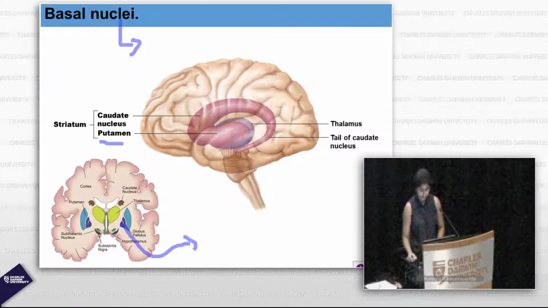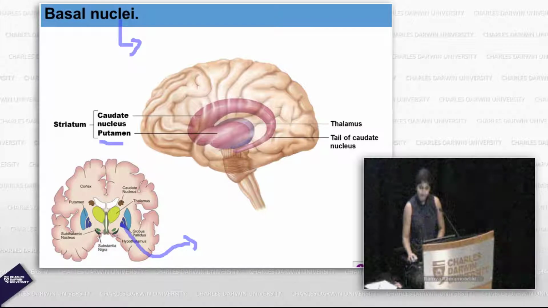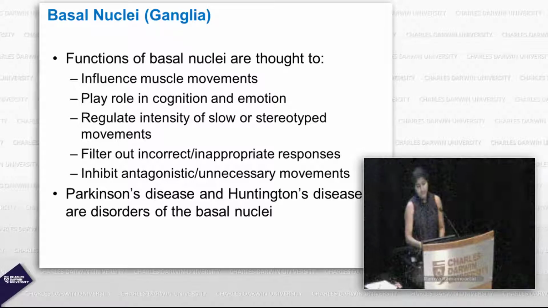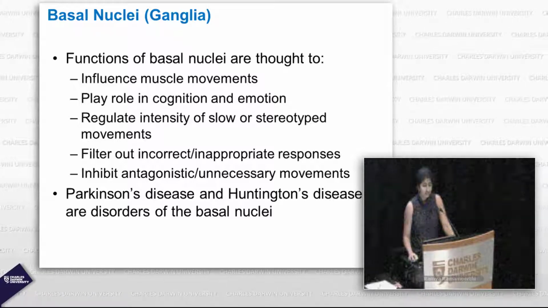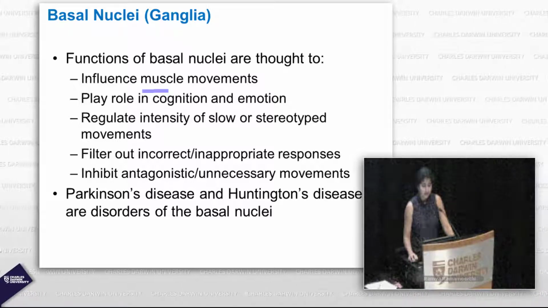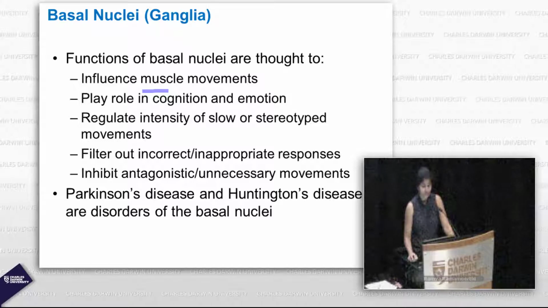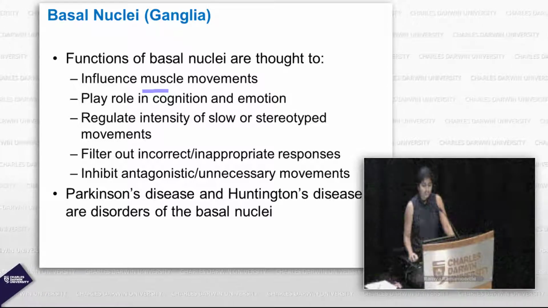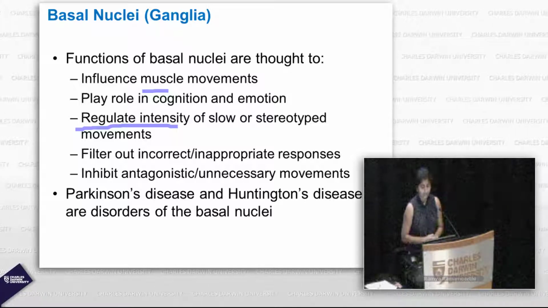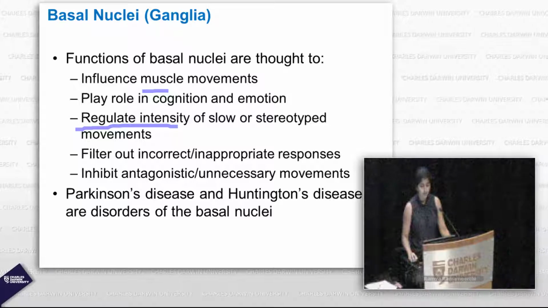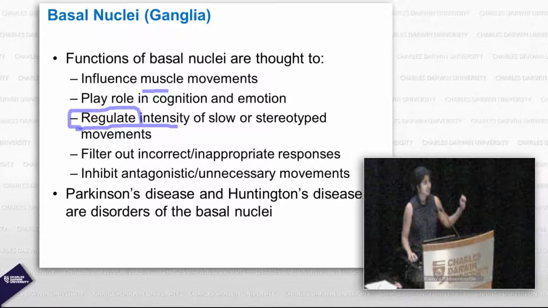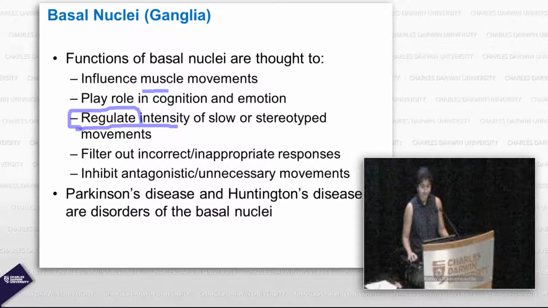Okay, so we won't look at the function of that yet, but just understand they control various functions of the body. The functions, mostly, it's thought to influence muscle movements, coordinating the different muscle movements, and it plays an important role in emotion and cognition as well. And very importantly, it regulates slow or stereotyped movements. That means when I say it's regulating slow and stereotyped movements, it also has the capacity to filter out disturbances or unnecessary movements. Okay? All right.